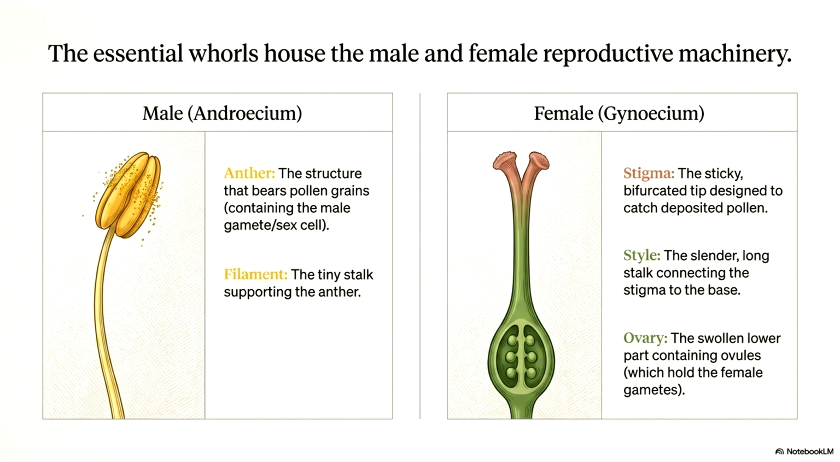Here in the third slide, we can see the male, that is the androecium, and female, that is the gynoecium. What does the male androecium consist of? This is anther and filament. Anther actually contains the pollen grains. When it matures and bursts, it gives out the pollen grains. And the female gynoecium has three parts: stigma, style, and ovary.